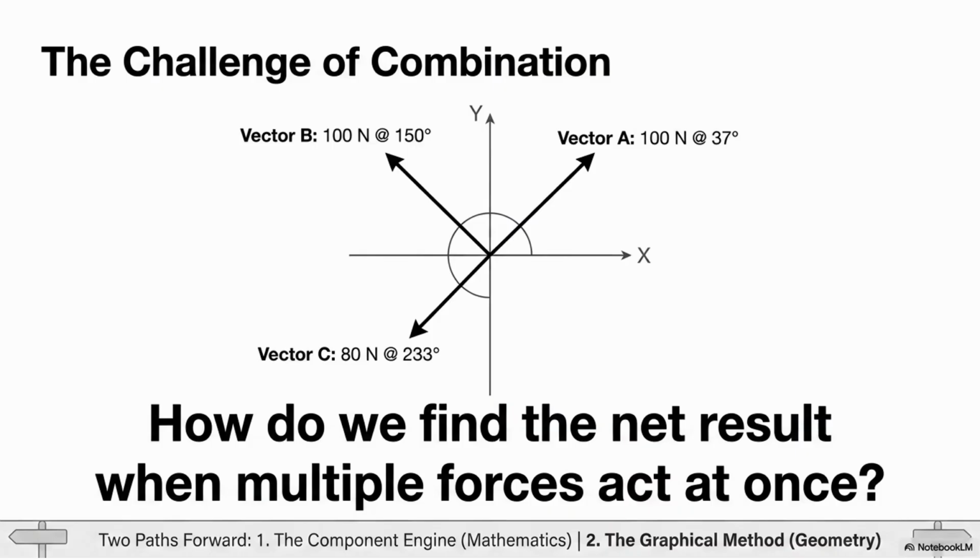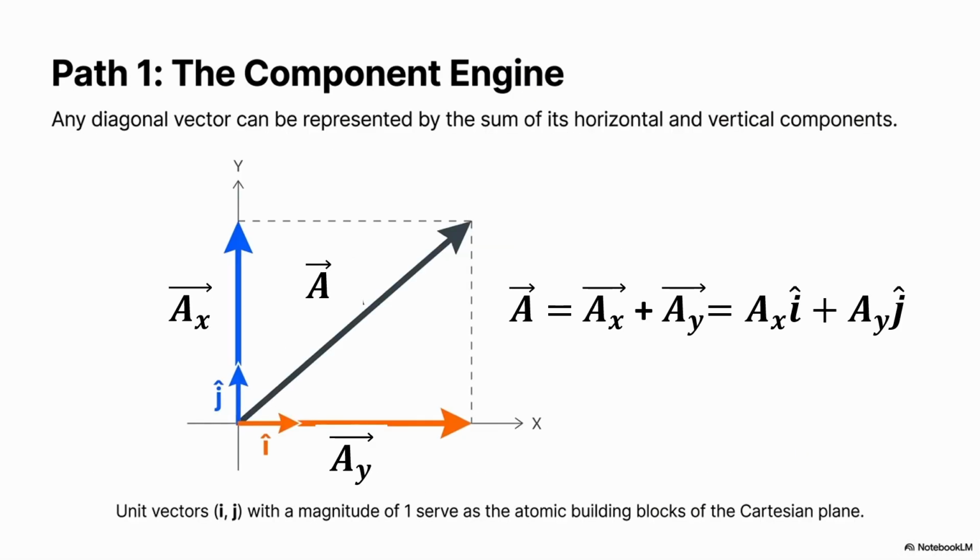It is. So the big question is, how do we find the net result when multiple forces act all at once? Well, the slides offer two paths to figure this out. Path 1 is the component engine, which is all about mathematics. Okay. And path 2 is the graphical method, which is geometry based. Well, let's start with path 1. Because I'm looking at this and I'm like, how can we possibly turn these diagonal competing forces into simple, clean math? It seems impossible, right?